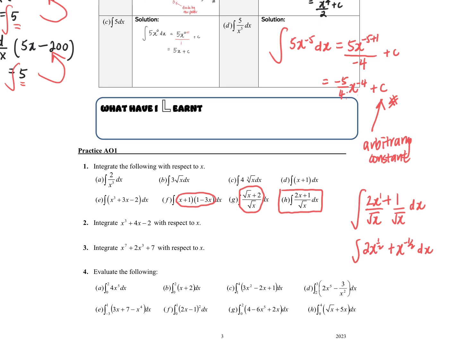Why half though? Because this is power 1, this is power half. You subtract, isn't it half? Oh, it's not divide. Divide means subtract power indices. Oh my goodness.